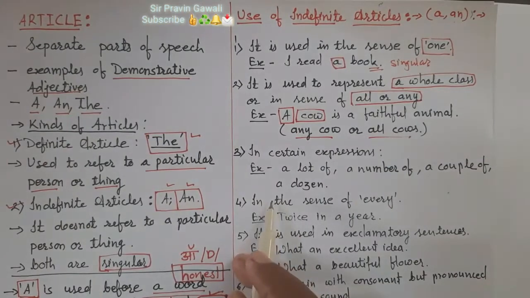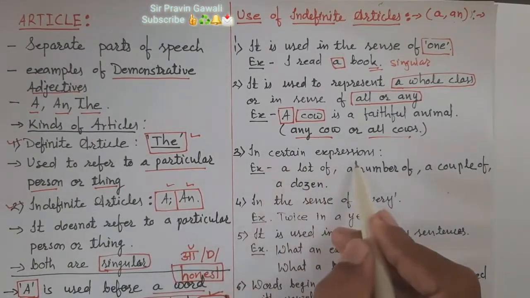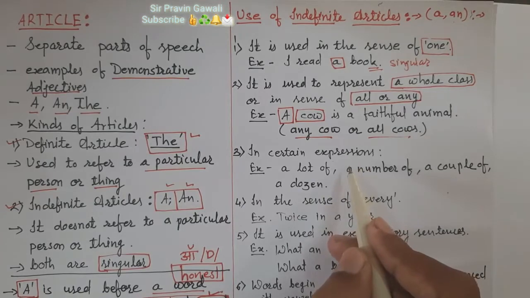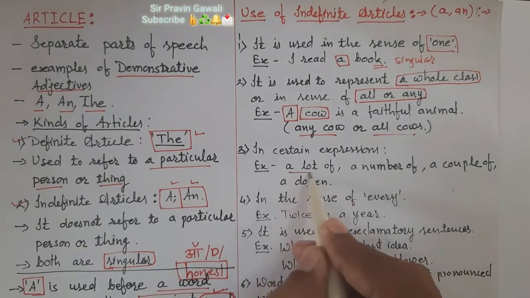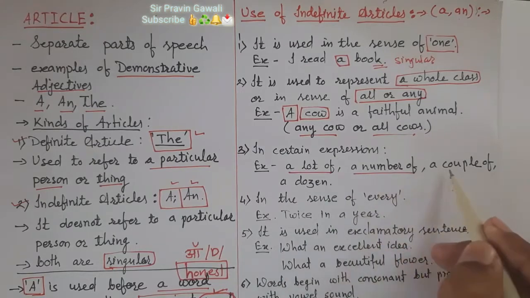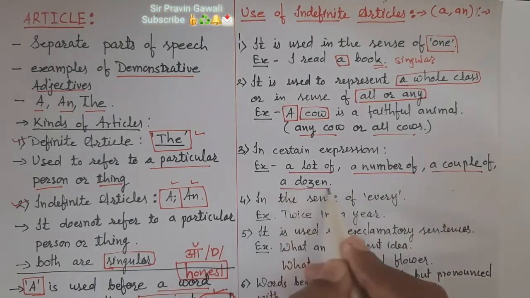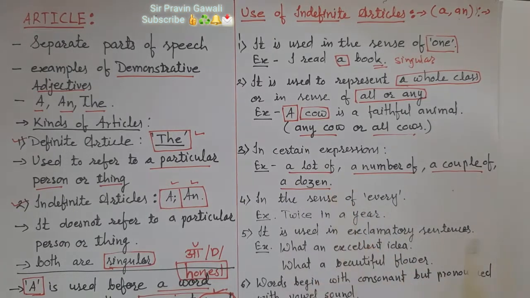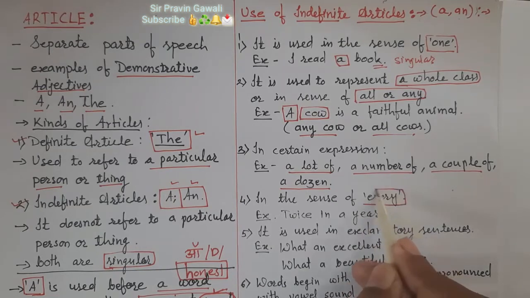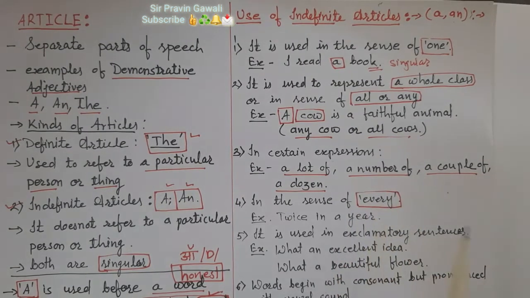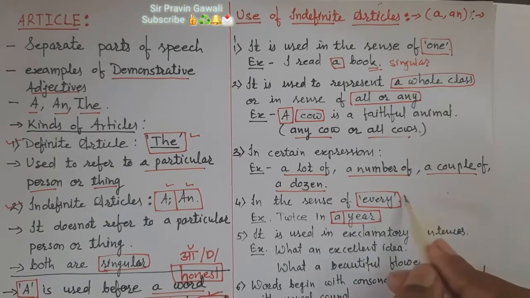Okay, students. The next example, in certain expressions we can use a. For example, a lot of, a number of, a couple of, a dozen. That time we can use the article a. Next one, in the sense of every. When you want to refer in the sense of every, then we can use a. For example, twice in a year. That time we can use the article in the sense of every.